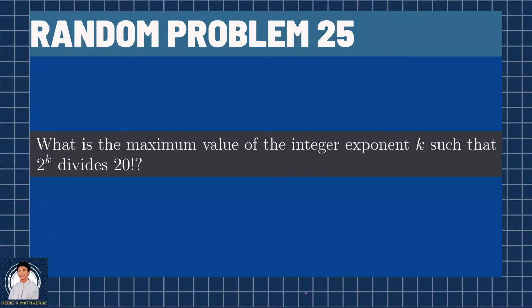Here is random problem 25. What is the maximum value of the integer exponent k such that 2 raised to the kth power divides 20 factorial?